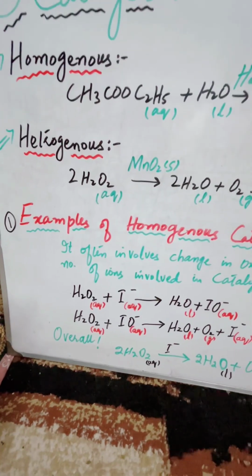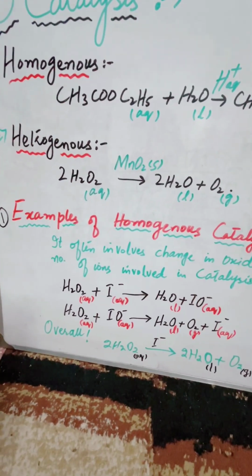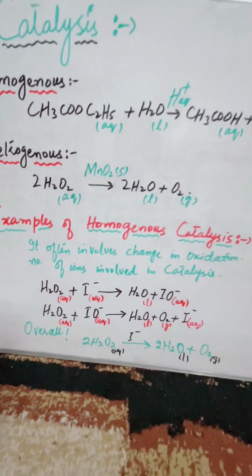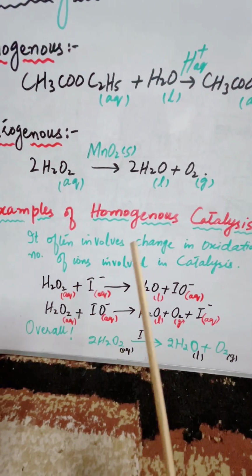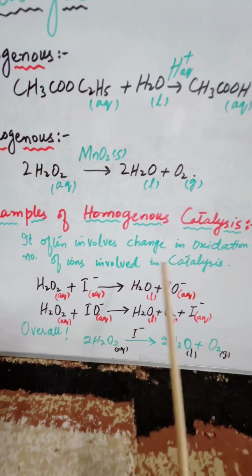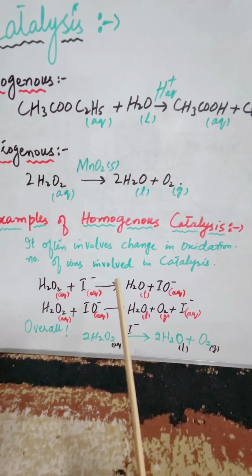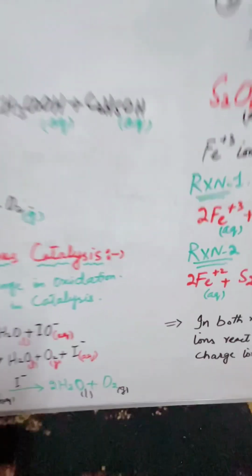Students, ions of transition elements are often good catalysts because of their ability to change their oxidation number. Okay, so again, this homogeneous catalysis often involves change in the oxidation number of ions involved in catalysis.